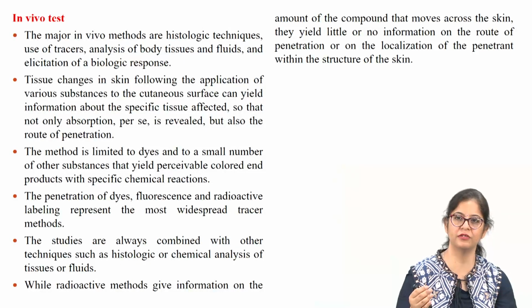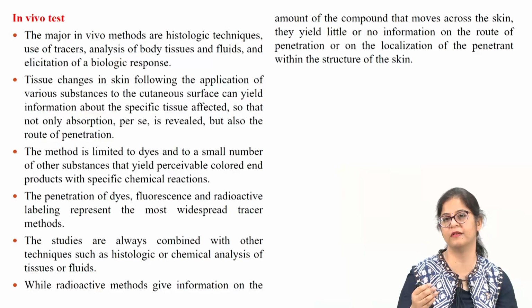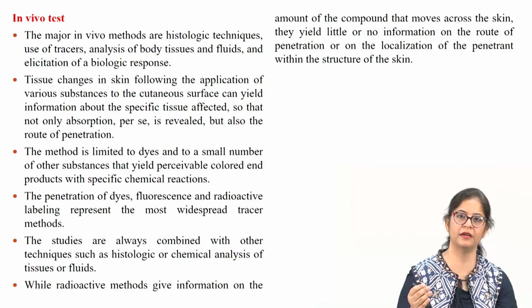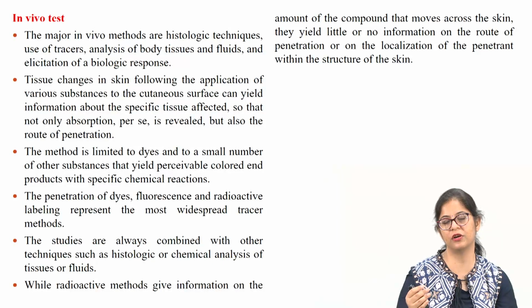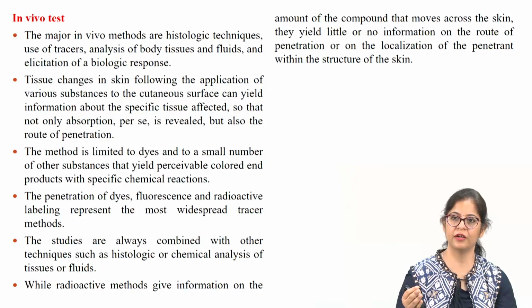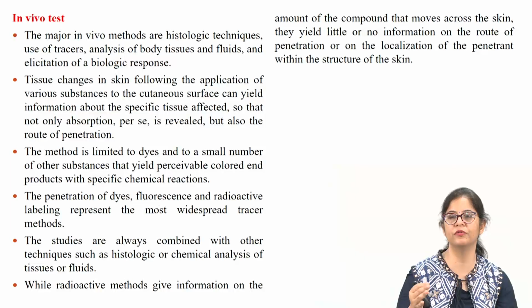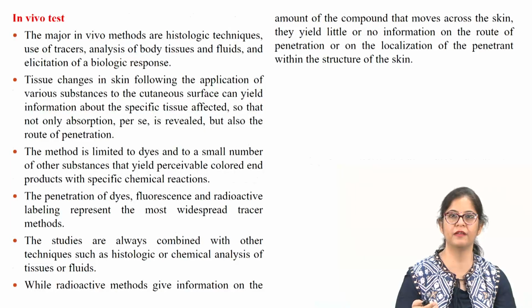The method is limited to dye and to a small number of other substances that yield perceivable colored end products with visible chemical reactions. The penetration of dyes, fluorescence and radioactive labeling represent the most widespread tracing methods. The studies are always combined with other techniques such as histological sectioning or chemical analysis of the tissues and fluids. While radioactive methods give information on the amount of compound that moves across the skin, they yield little or no information on the route of penetration or on the localization of the penetrant within the structure of the skin.